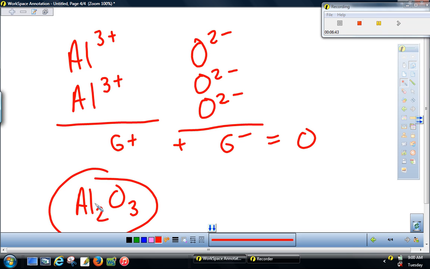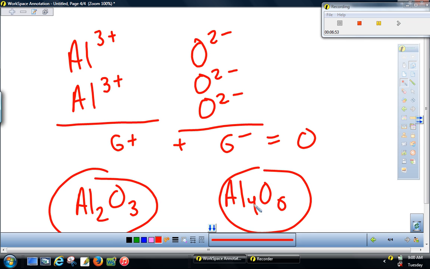If you ever get to a point where they're both divisible by the same number, then you need to simplify, reduce. So we wouldn't write Al4O6. We would need to reduce that to Al2O3.